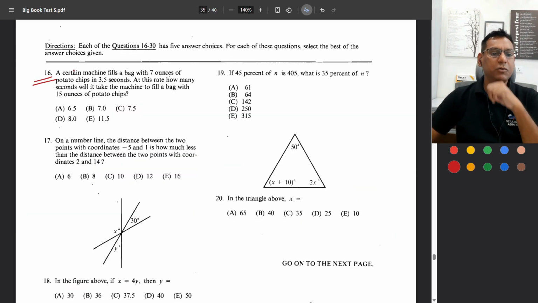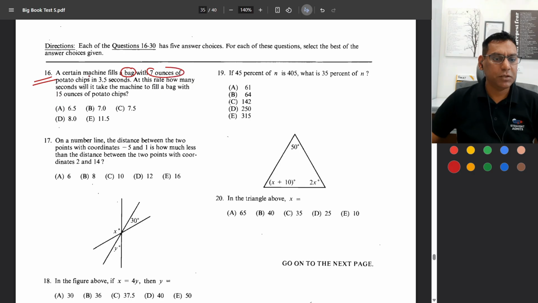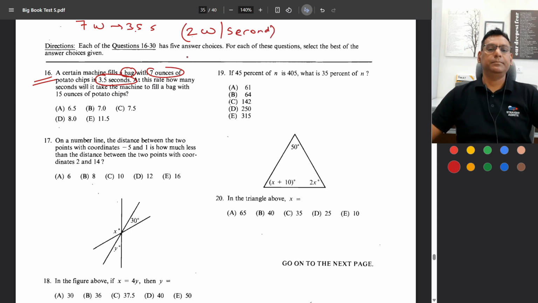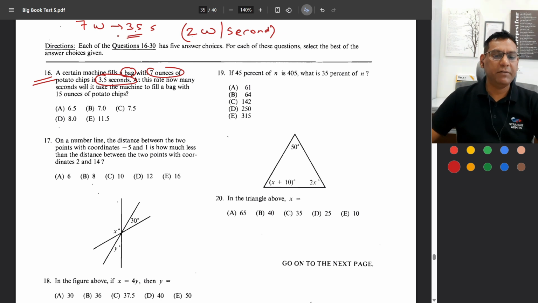Okay, let's look at this question. A certain machine fills a bag with 7 ounces of potato chips in 3.5 seconds. So 7 units of weight in 3.5 seconds. That means it is doing 2 units of weight per second, correct? You just have to multiply by the number of seconds. Correct? 3.5 times 2 is 7 ounces.